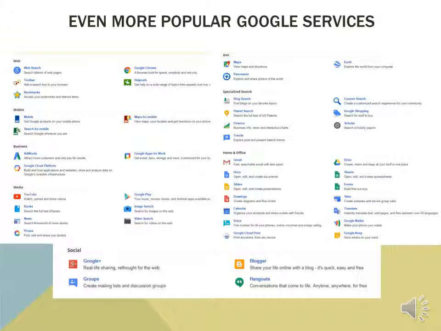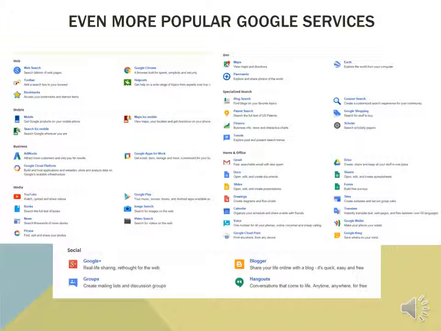Of course, we've got Google Maps, Google Earth. You've got your specialized searches. You've got your blog search, your patent search, your finances, your trends, custom search, Google Shopping, Scholar. Those are all going to be scholarly type information. You've got your home and office, your Gmail, your docs, your slides, your drawings, your calendar, voice, Google Cloud Print, your Drive, Sheets, Forms, Sites, Translate, Google Wallet, and Google Keep.